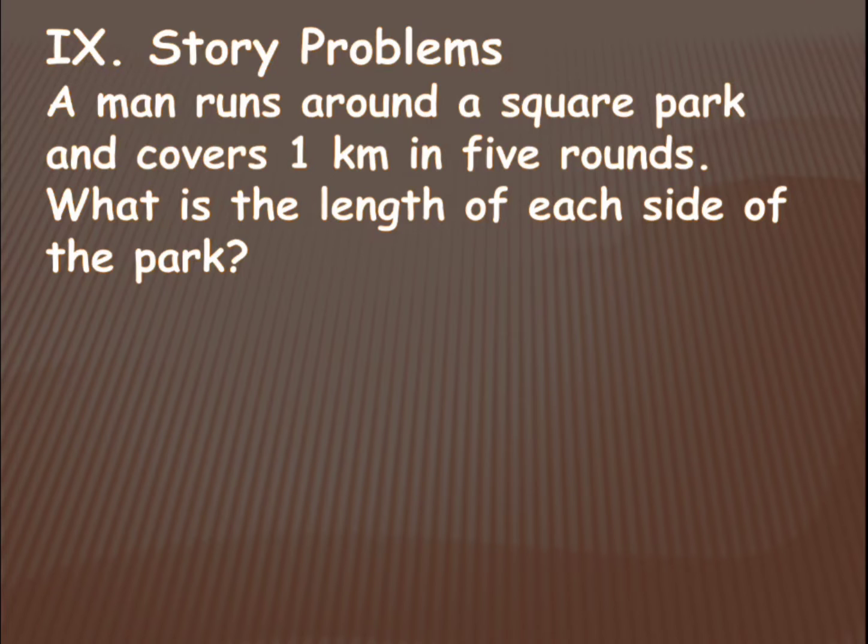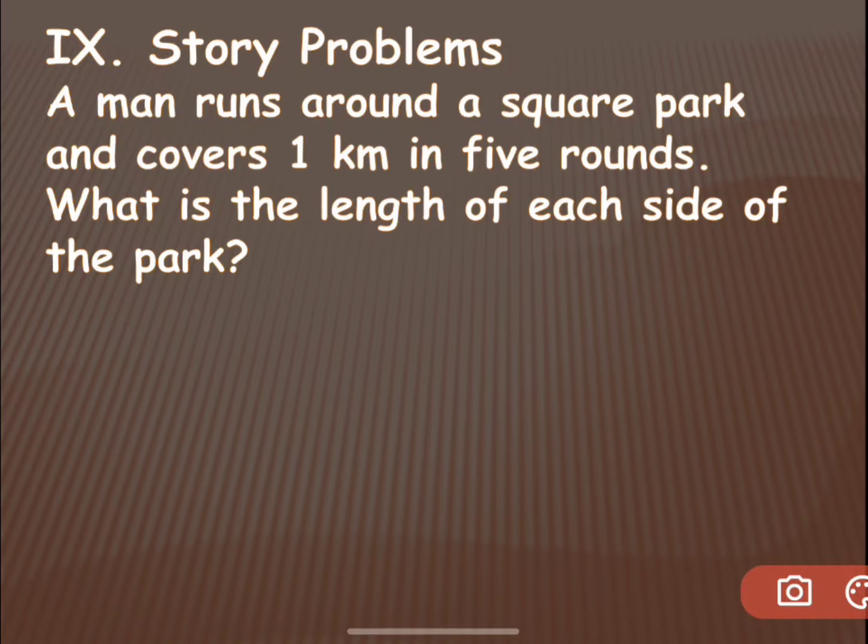So he covers 1 kilometer, but how many rounds? That means 5 rounds. That means 5 perimeters. So 5 times the perimeter of the square park is 1 kilometer. If you take it in meters, it is 1000 meters. From that you need to find what will be the perimeter of the square park for 1 round. The perimeter of the square park is nothing but the distance he covered in one round, isn't it, children? One running round. Then you will get the perimeter. From that you need to find the length of the side.